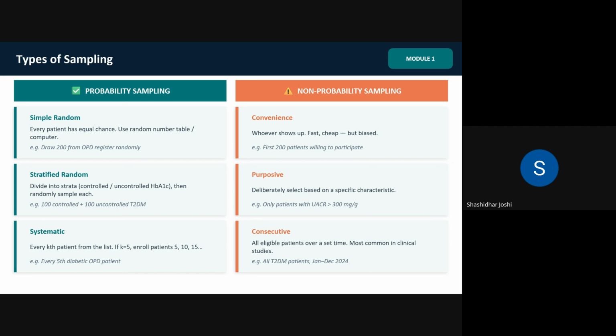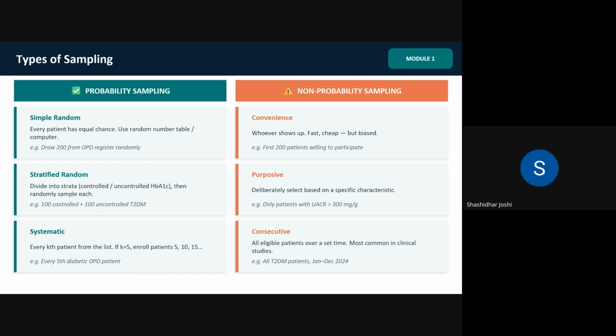Now, as an example, I have given there: select 100 subjects from the controlled stratum and select 100 from uncontrolled T2DM. So that will make 200 total. Now just go back to the simple random. In simple random, you are simply selecting 200 irrespective of whether they are controlled or not. But in stratified random, you are selecting 100 from controlled and 100 from uncontrolled T2DM patients from the register which I was talking about.